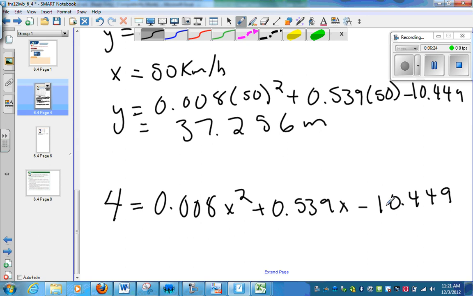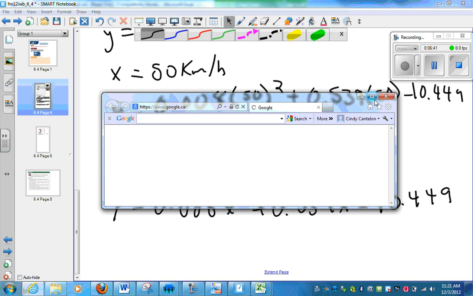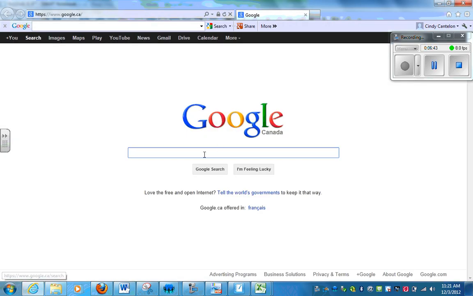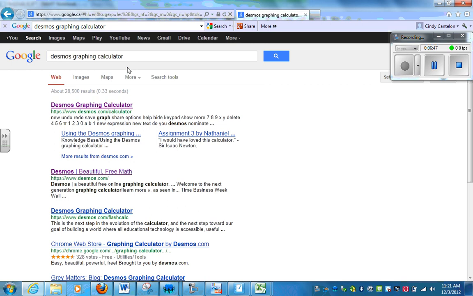It doesn't look like I can factor this. So there's a couple things that I could do here. I could solve by graphing, or I could solve by the quadratic equation. And I think what I'm going to do is solve this by graphing. So I need the internet, and I'll use the Desmos graphing calculator. Some of you have graphing calculators like a TI-83. That would work as well.